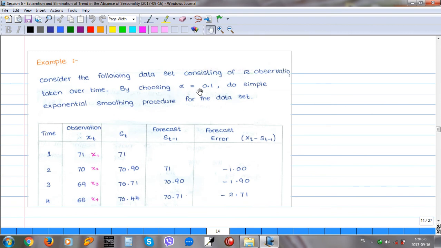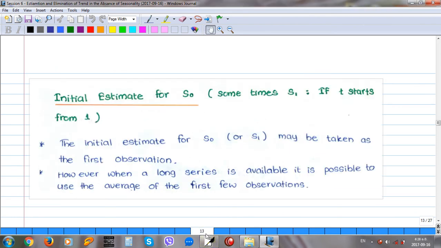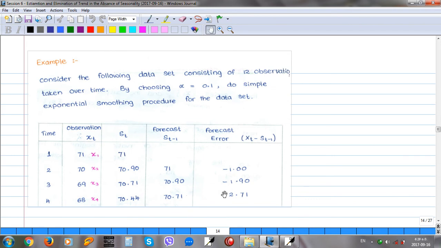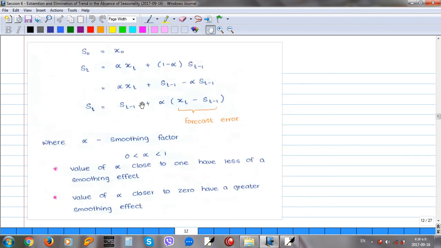By choosing alpha equals 0.1, do the simple exponential smoothing procedure for the data set. You can use this formula to do the exponential smoothing. Given alpha equals 0.1, we can substitute: St equals 0.1 times Xt plus (1 minus 0.1, that is 0.9) times St minus 1.